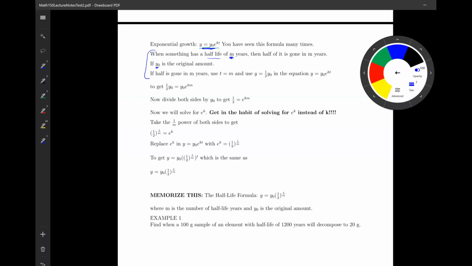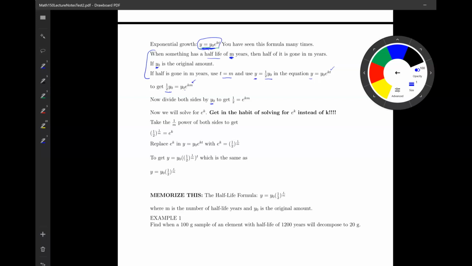So we're going to use this equation and we're going to put in t equal m, and that the amount is 1/2 of the original amount. So instead of y, I'm putting in 1/2 y naught. And then instead of t, I'm putting in the m, because that's what's happening. Half of it is gone after m years. So if I divide both sides by y sub 0, because it's a quantity, it's not 0, it's an amount, so I can divide through, I get to here.